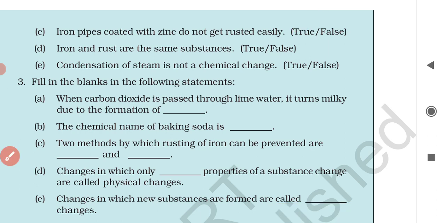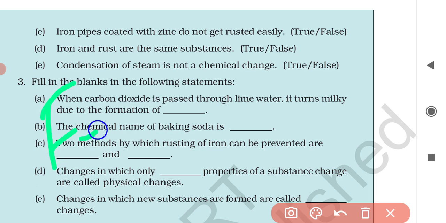Statement D. Iron and rust are the same substances. Is it? Iron and rust are the same substances? No. Iron is a metal. Rust is what? The formation of a reddish brown flaky substance over the iron articles is called rust. And the formula of rust is what? The chemical name of rust is ferric oxide, or iron oxide.